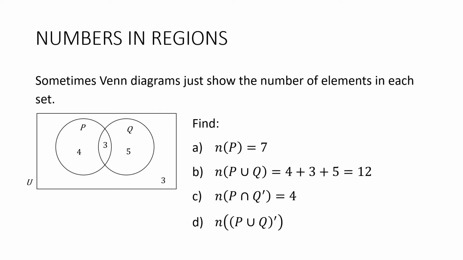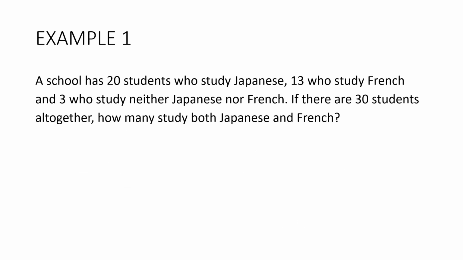And finally, the number of elements in the complement of P union Q. So remember, P union Q is all of these. The complement is outside of that. That must be 3.